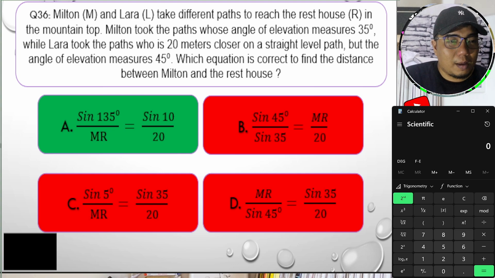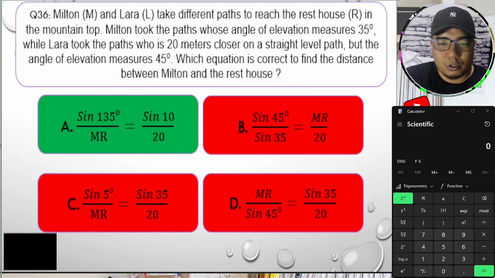So this MR here will be transposed there. Okay, so you can interchange this one. So we have MR here and then the sine 10 there. So you can just transpose this one. All right, so by doing so, that will be sine 135 over sine 10. Then you just multiply it to 20.